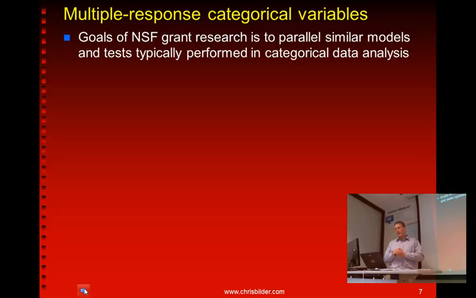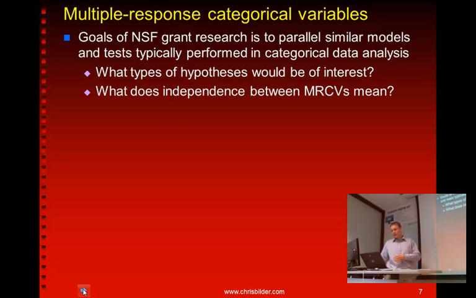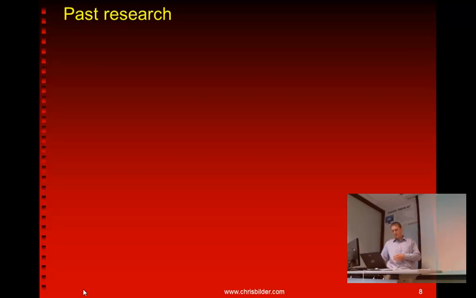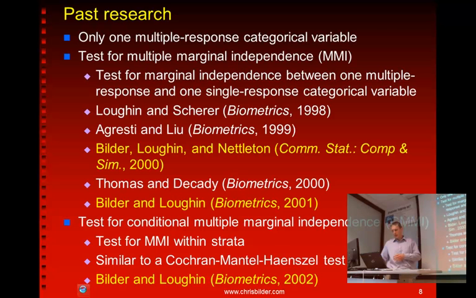The goals of this NSF grant, and also my second NSF grant, were to develop parallel, similar methods to what you normally do with categorical data analysis, but in the context of these choose all that apply data, multiple response categorical variables. And we don't need past research.